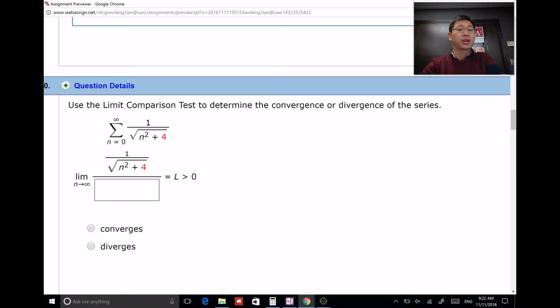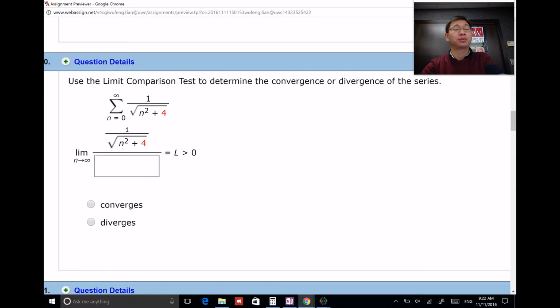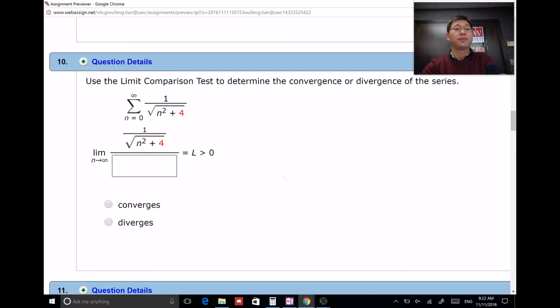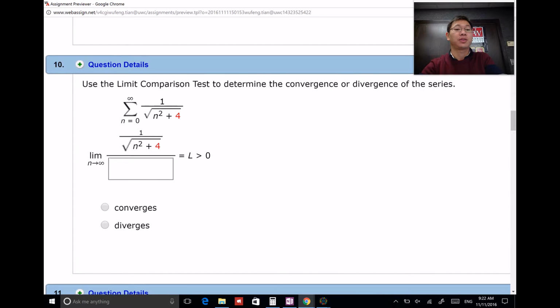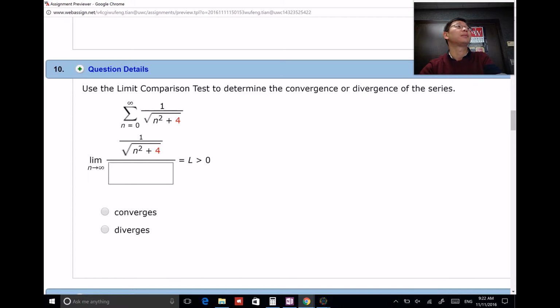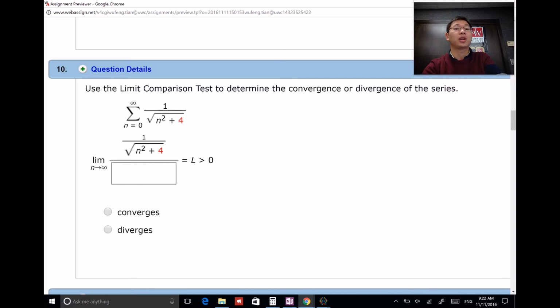does this one converge or diverge? Since we're going to do another round, Thea, could you please tell me if this one, number 10, converges or diverges? Yeah, this one diverges because you can compare this one with 1 over n. The square root of n and n squared actually cancel out, and you have 1 over n. 1 over n diverges because it's a p-series with p equals 1.